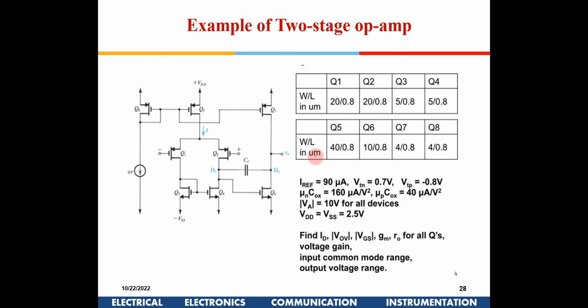Okay, so this is one example. One numerical in which this two-stage op-amp is given here. The purpose of this CC we will discuss later on, in the next class.